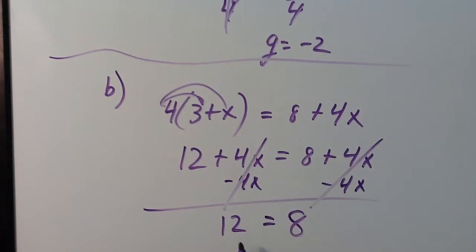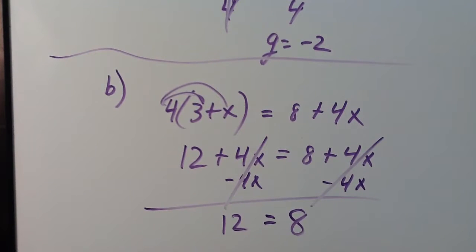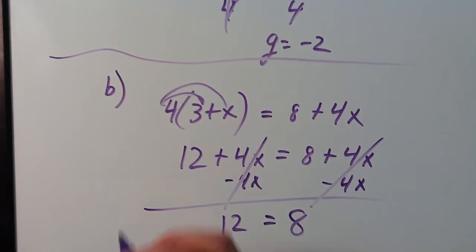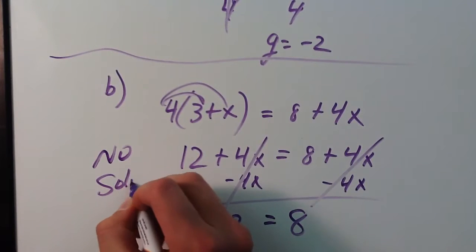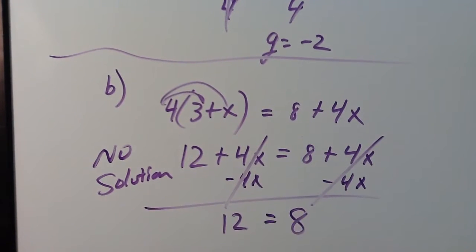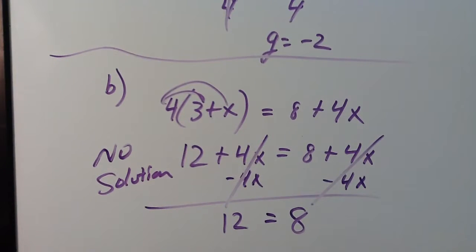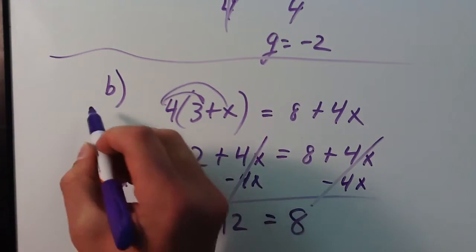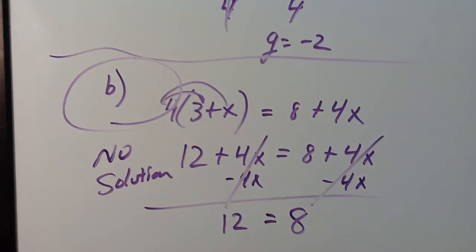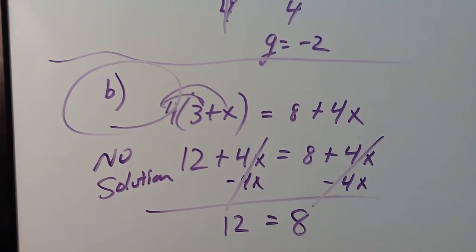Is this ever true? Does 12 ever equal 8? Are 12 and 8 the same thing? No, they are not, right? This does not make sense, and so therefore there would be no solution. There's no solution to this equation, and that's what I'm looking for in problem number 4. Which of the equations has no solution? And so this will be equation B. Equation B is your answer for number 4.